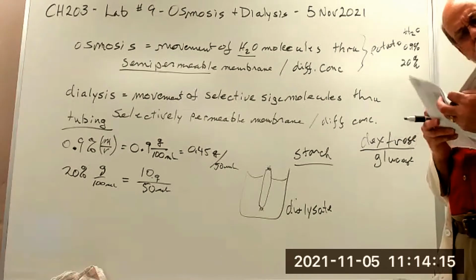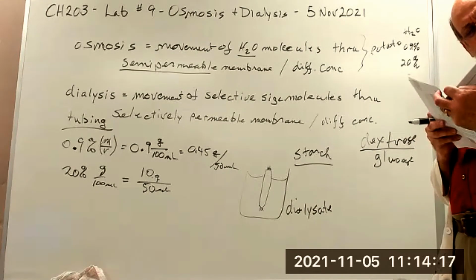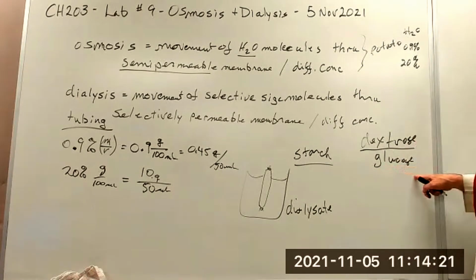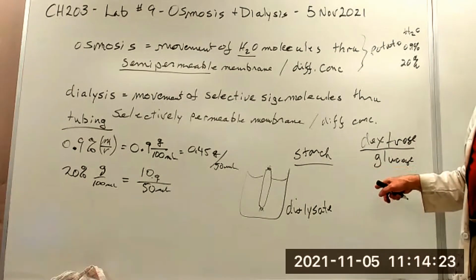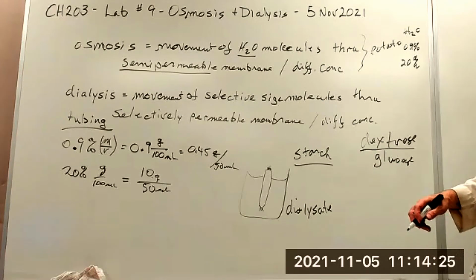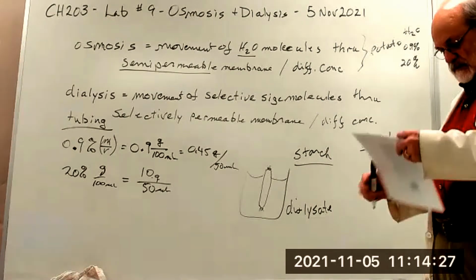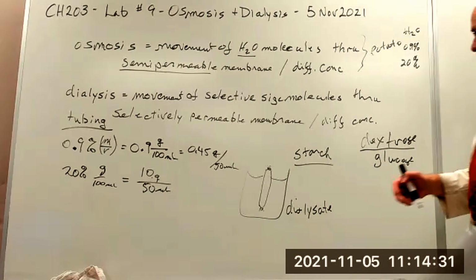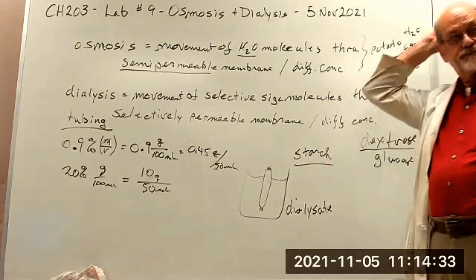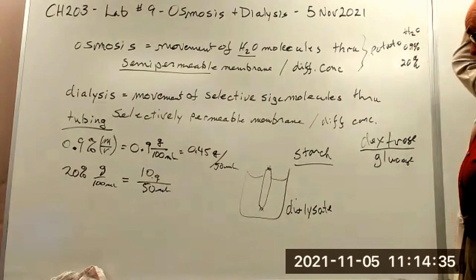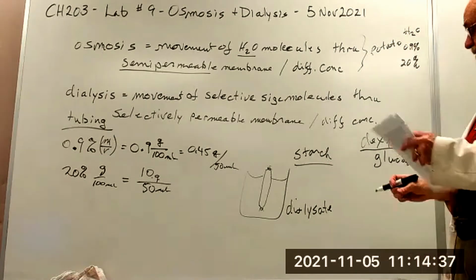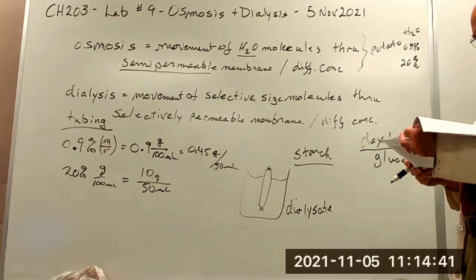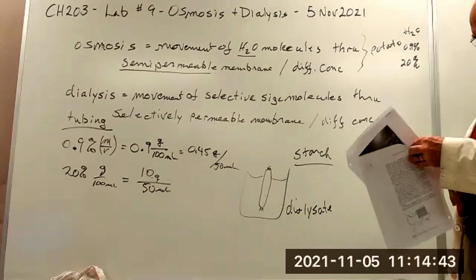Let's see, what else is here? What's the purpose of the Benedict solution? Is to detect the presence of glucose in your solution. Does it ask about iodine also? Yeah, what's the purpose of iodine? To detect the presence of starch. Okay, let's see.